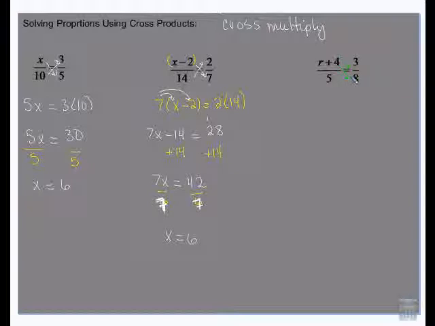I'm going to cross multiply. I get 8 times r plus 4 is equal to 3 times 5. Distribute that 8. 8r plus 32 is equal to 15. Subtract 32. 8r is equal to negative 17. So here we're going to have that exact situation, Madison. If I divide by 8, it doesn't divide evenly, right?